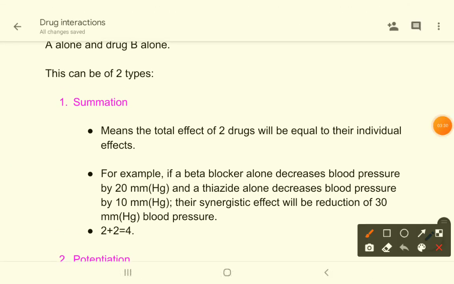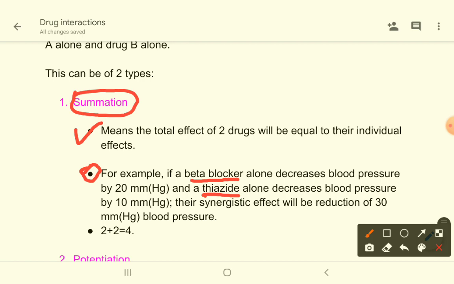What is summation? Summation means the total effect of two drugs will be equal to their individual effects. Okay, I think you are not very clear about this. Let's take this example and you will be very clear. If we give a beta blocker to a person, a beta blocker is an antihypertensive drug that reduces blood pressure, and thiazide diuretic or thiazide drugs are also antihypertensive drugs. These drugs also decrease blood pressure.